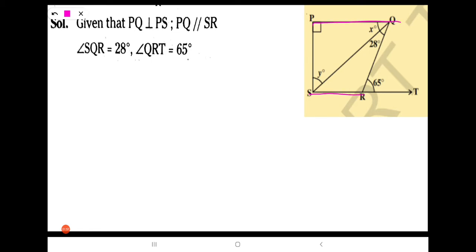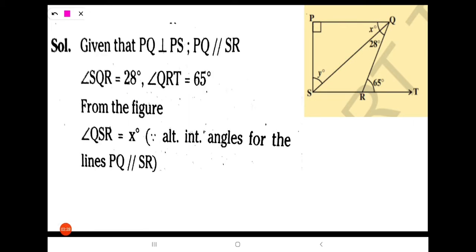If these two are parallel lines, this is a transversal, isn't it? If this is a transversal, this angle and this angle are alternate interior angles. Alternate interior angles in parallel lines are equal. That is nothing but angle X is equal to angle QSR, because alternate interior angles are equal. So angle QSR is equal to X degrees, for the lines PQ parallel to SR.